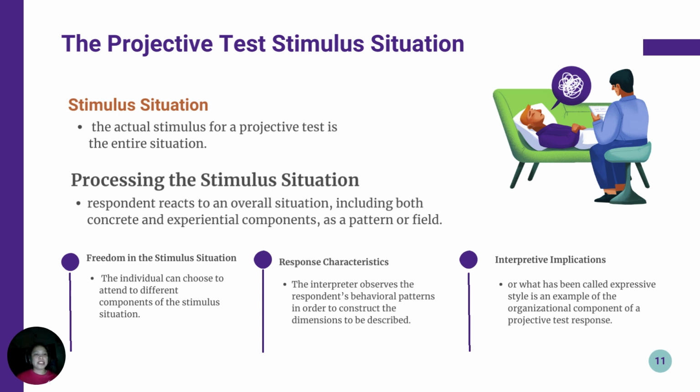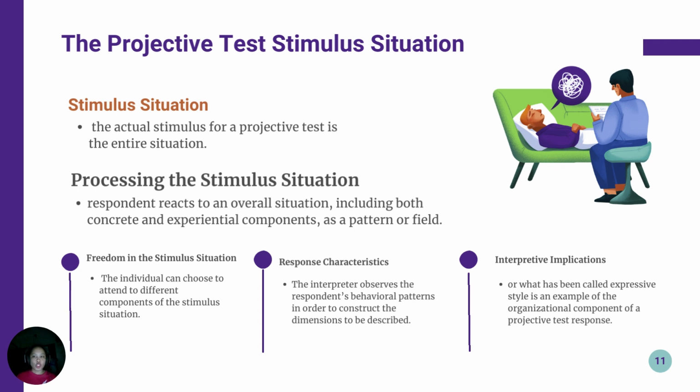Now we have three formats in the free response. First is the freedom in the stimulus situation, second is the response characteristics, and the third one is the interpretive implications. First one is the freedom in the stimulus situation. Freedom and lack of direction are crucial characteristics of the projective test stimulus situation.